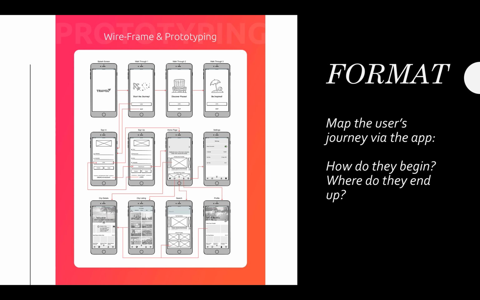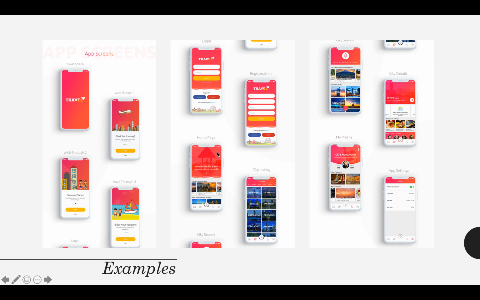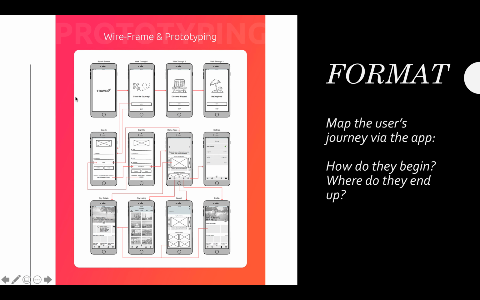How do they begin? Where do they end up? So for example, in this picture that you see, you'll see we've got the screens labeled. We see our splash screen, and then we walk through. We can either log in or we can skip the login, and we have a different walkthrough. So this is what's called the onboarding process. It's how do you get them into the app?